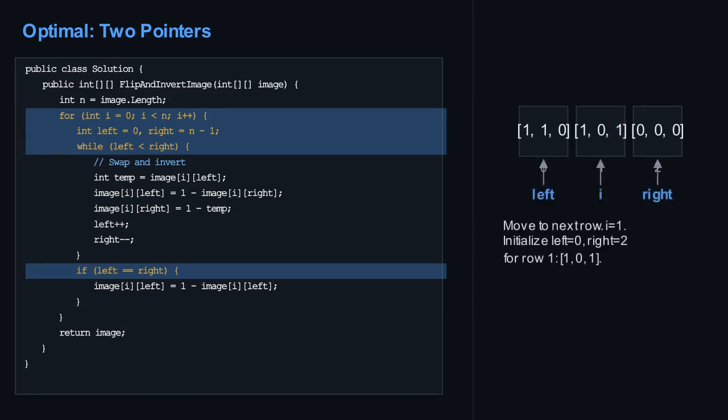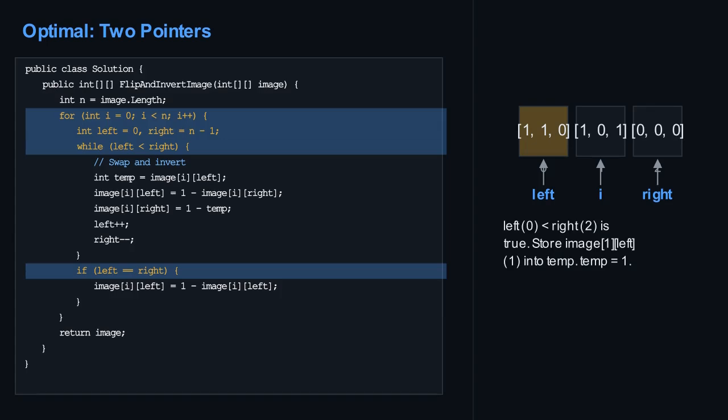At this point, our row is 1, 1, 0. We increment left to 1 and decrement right to 1. Now left is 1, right is 1. The condition left less than right is false because 1 is not less than 1. The loop ends. We check if left equals right. Yes, 1 equals 1. So we need to invert the middle element.